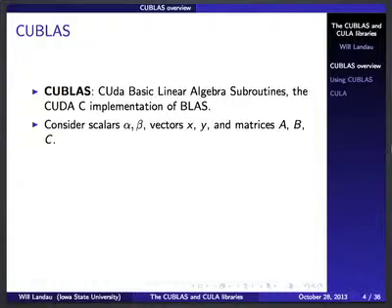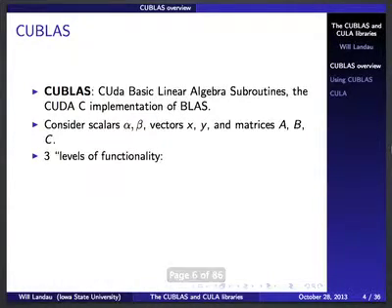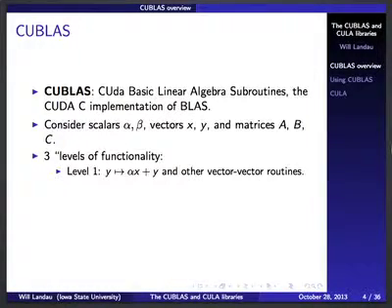So just to overview this package a little bit, let's take scalars alpha and beta, a couple of vectors, and 3 matrices. This whole package is divided into 3 levels of functionality. The first one is a bunch of vector-vector operations. For example, you might take one vector, multiply it by a scalar, and then add on another vector. And there are a bunch of variations on this same theme.